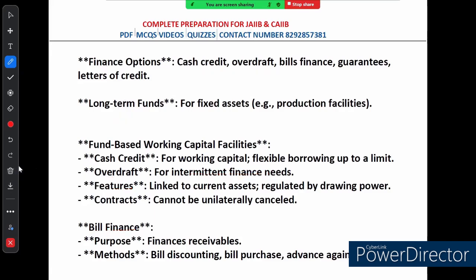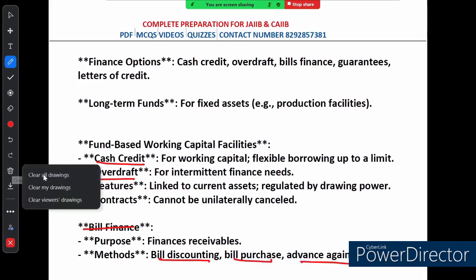If we talk about fund-based working capital, we have cash credit for working capital needs, overdraft for occasional short-term finance, and bill finance. Bill finance helps with financing receivables. There are two methods. Bill discounting means the bank pays in advance for a bill and recovers interest. Bill purchase means the bank buys the bill from the business and advances against it, so the business gets an advance based on the bill.